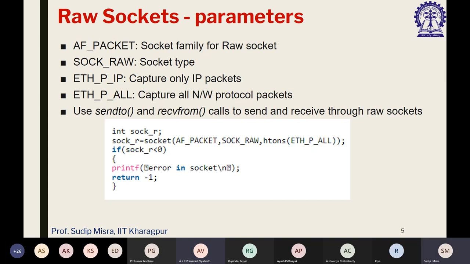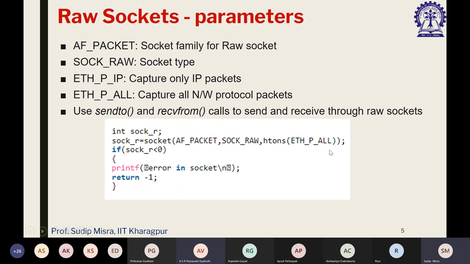Like before, for creating a socket, instead of what you used earlier, here it is AF_PACKET. Then you have SOCK_RAW. This SOCK_RAW is the socket type, right? Because you want to use the raw socket type, the type is SOCK_RAW. And then you have ETH_P_ALL.